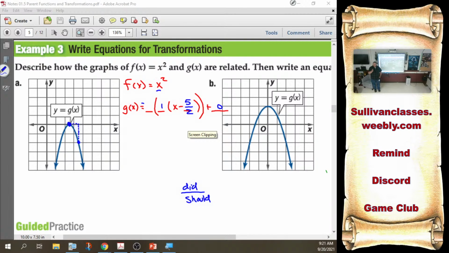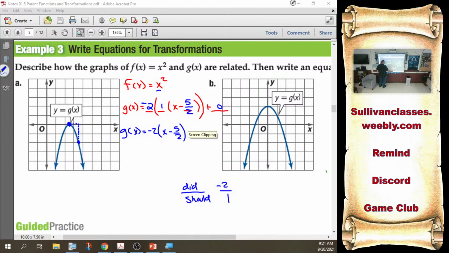So if it went over 1 and instead of up 1, it went down 2, it did a -2 when it should have done a 1. A ratio of what it did over what it should have done. That's a -2 out front because it was stretched twice as far as it should have been. And then clean it up. G of x is -2, x minus 5 halves.